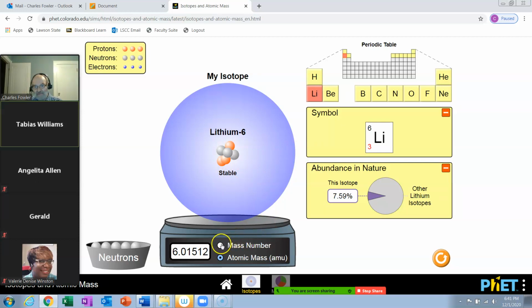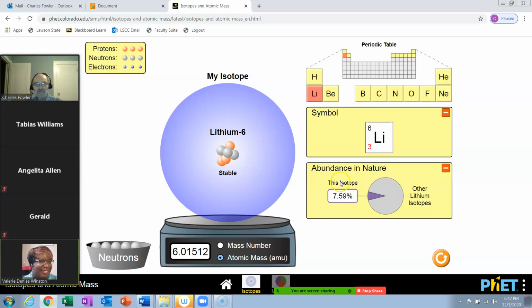What is the mass number? Anyone want to make a guess? 6. You're absolutely right. And what's the atomic mass in AMUs? 6.01512. Perfect. Okay. What's its symbol? 6,3Li. Okay. And what's its abundance in nature? 7.59%. Excellent. All right.